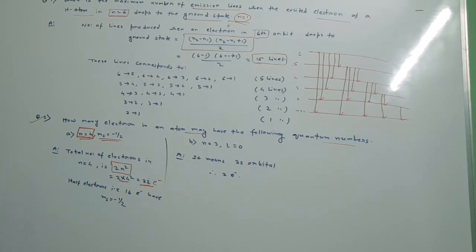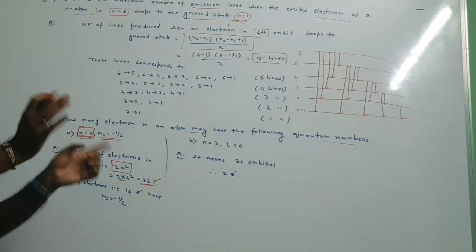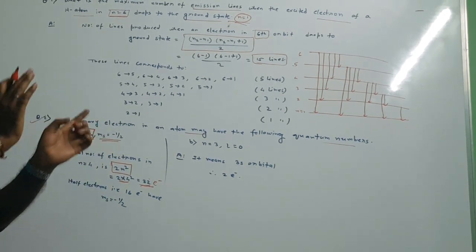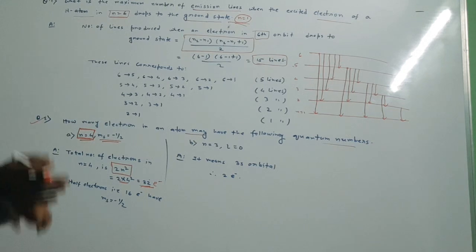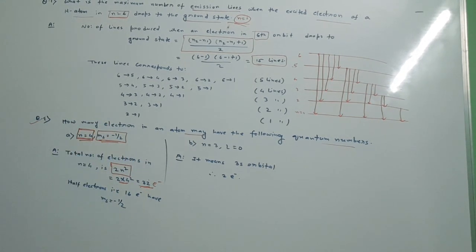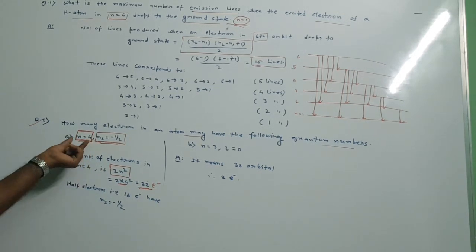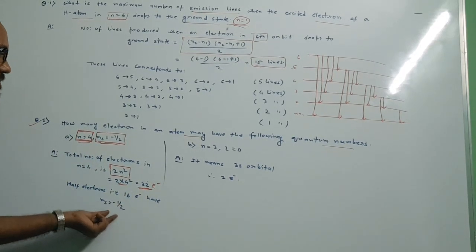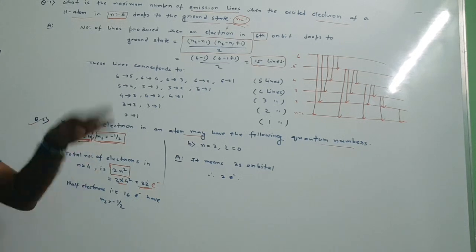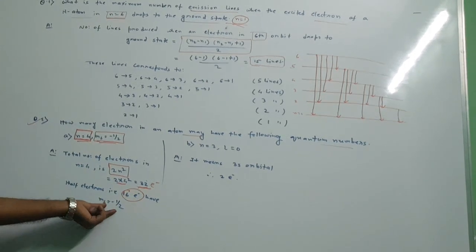So we already know that if 32 electrons are there, then half of them would be of one spin and another half would be of the other spin. Here ms, that is spin, is given as minus half. So out of 32 electrons lying in n equals 4, half of them would be minus half and another half would be plus half. So our answer is 16 electrons with minus half.